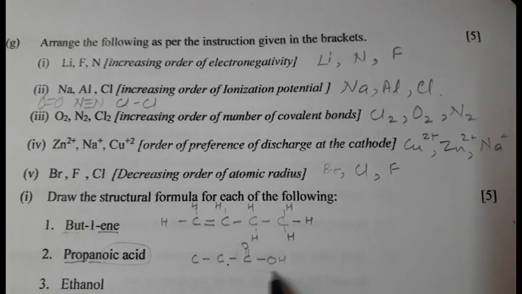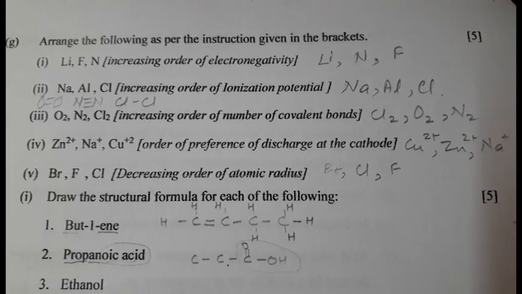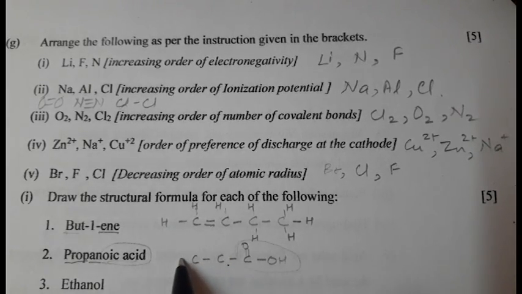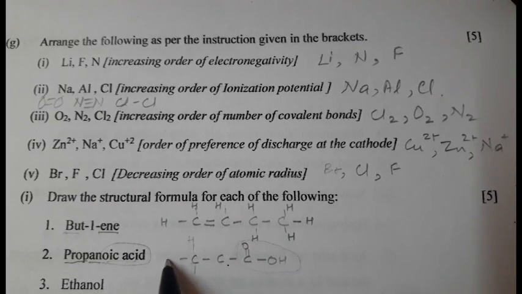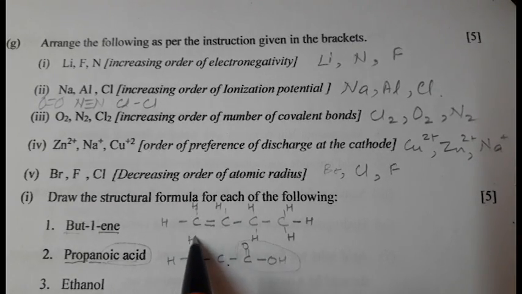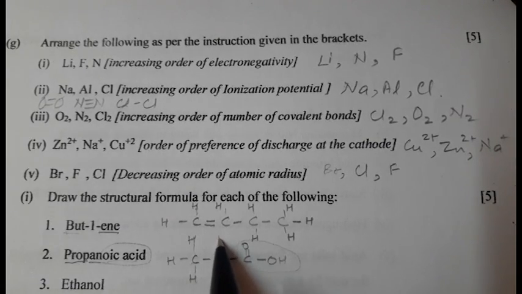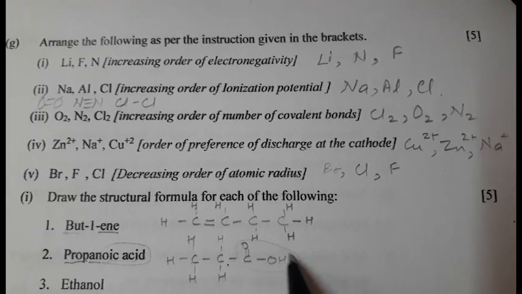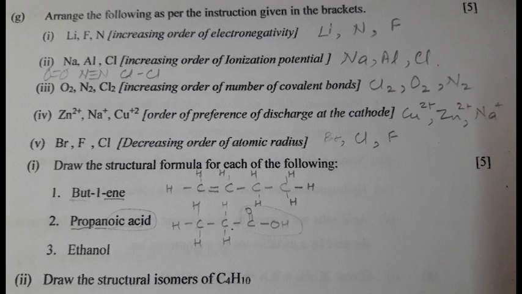So this part becomes COOH, which becomes oic acid. And then remaining carbons, make sure each has four valencies. This one has 1, 2, so 3 and 4, and this is your oic acid. So that becomes propanoic acid.